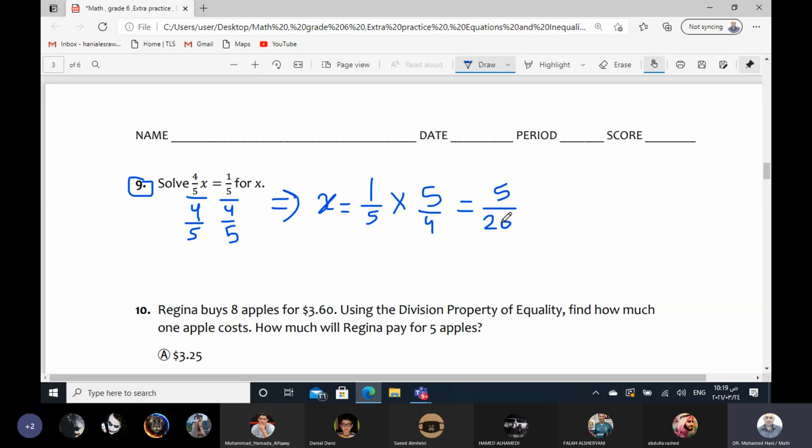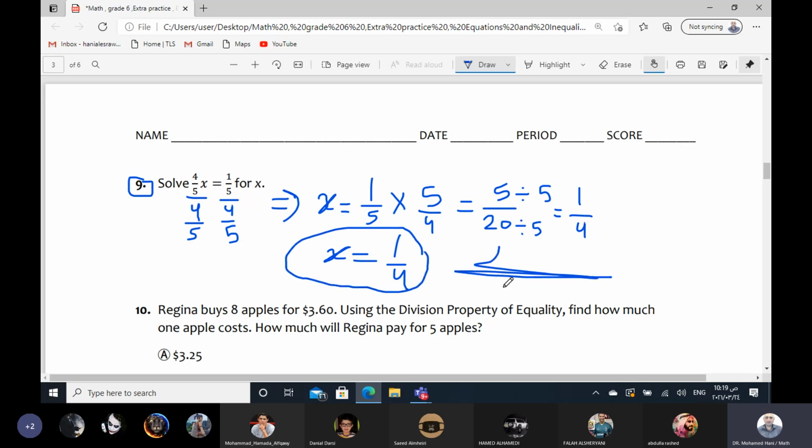Then we can do the simplest form. Divide up and down by the GCF here. Divide by 5, divide by 5. So 5 divided by 5 is 1, and 20 divided by 5 will be 4. So the solution here, x equals 1 over 4. Who has any question? No questions?